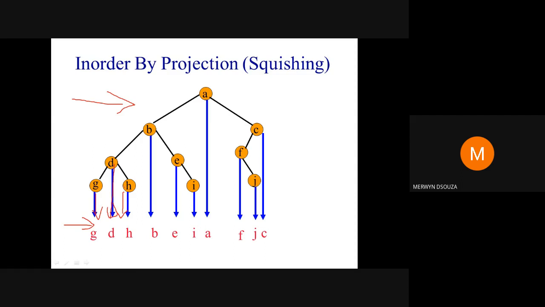D is the second node that I find. H is the third node. B is the fourth node, and so on. So like that, if you project them down, then you will get the answer for in order traversal of a binary tree. Okay. This only works for in order traversal. Okay. Does not work for other traversals.